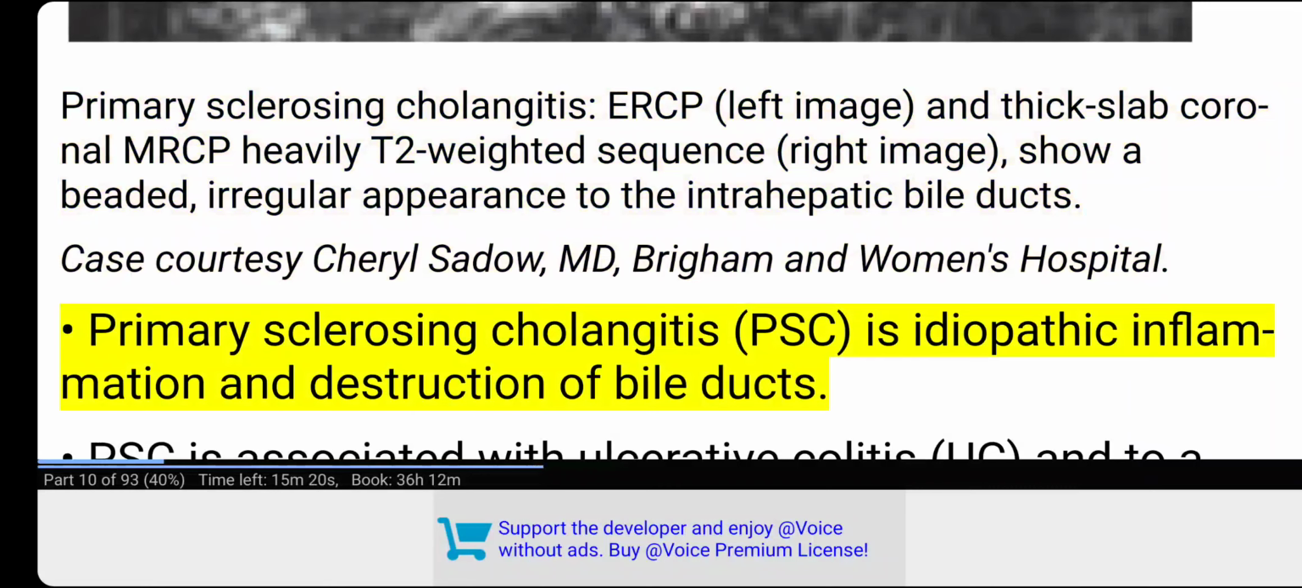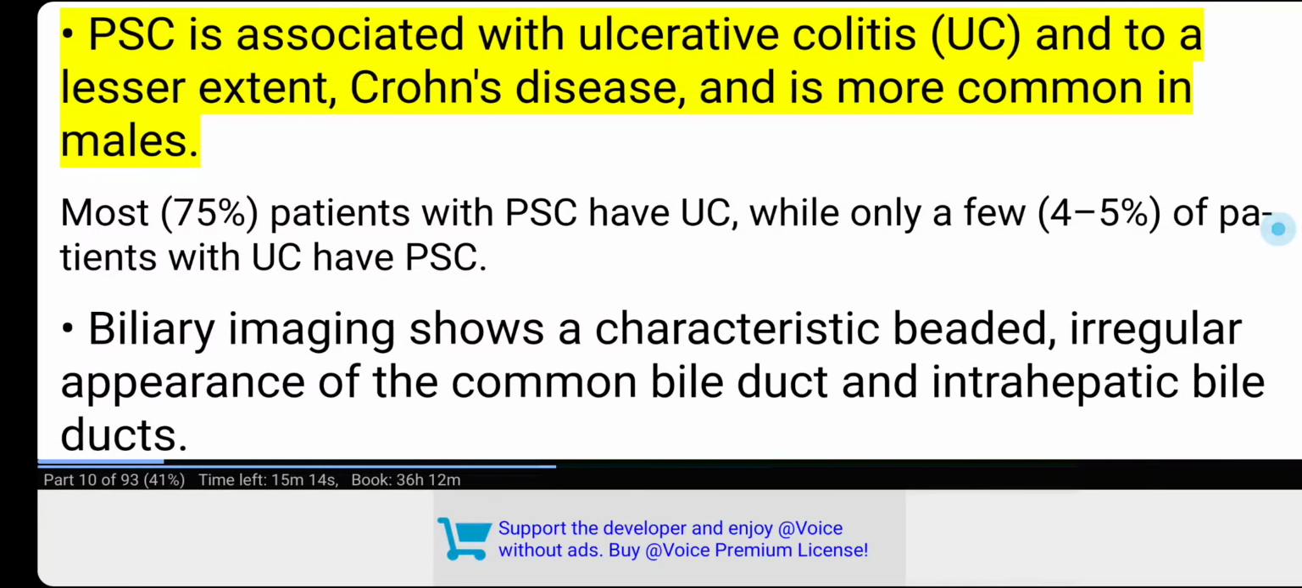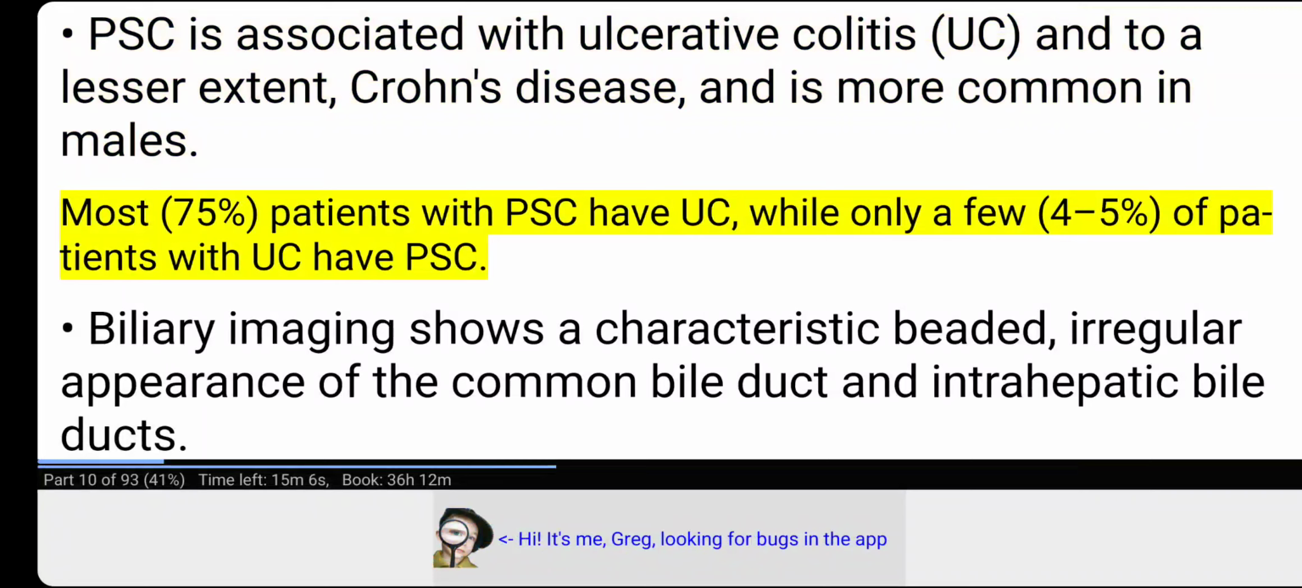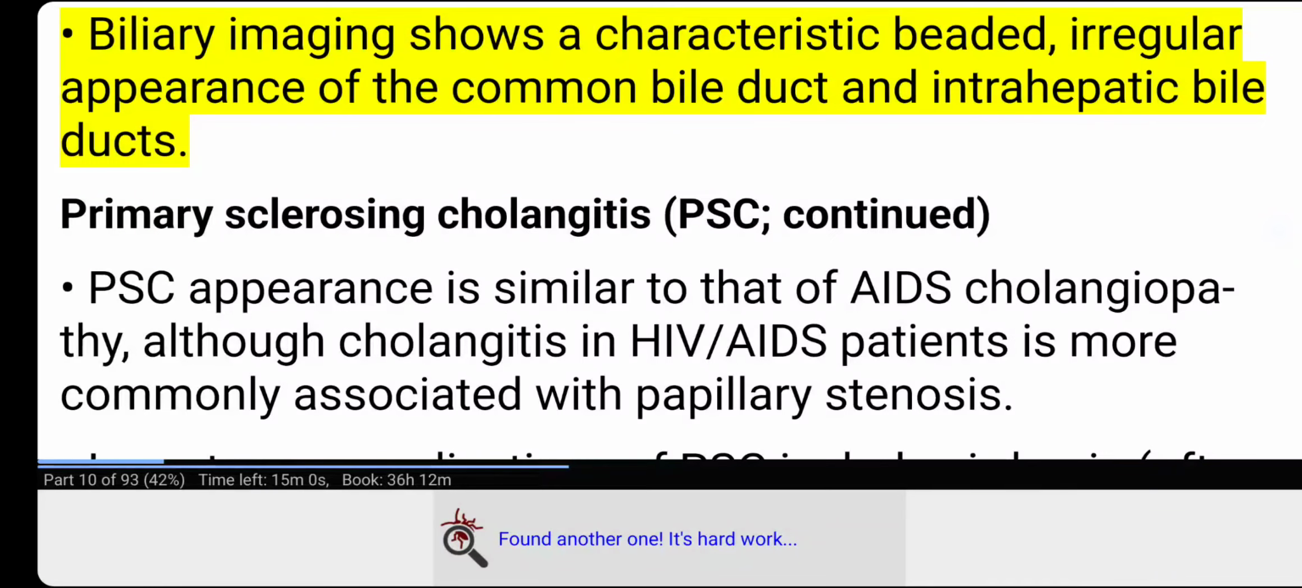Primary sclerosing cholangitis, PSC, is idiopathic inflammation and destruction of bile ducts. PSC is associated with ulcerative colitis, UC, and to a lesser extent, Crohn's disease, and is more common in males. Most (75%) patients with PSC have UC, while only a few (4 to 5%) of patients with UC have PSC. Biliary imaging shows a characteristic beaded, irregular appearance of the common bile duct and intrahepatic bile ducts.